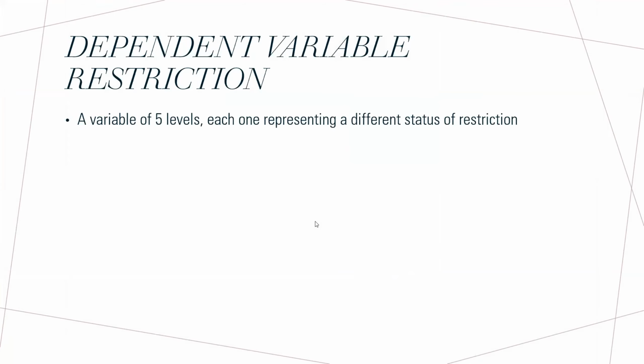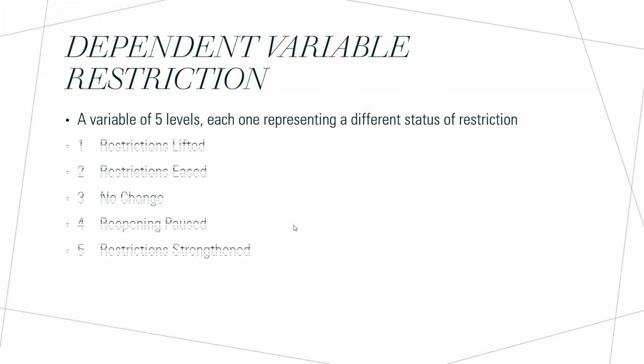Next up, we have the dependent variable. That's the restriction level. This was actually pretty tricky to decide what to do. But in the end, I decided to base it on the status of restriction. So it's a classification variable of 5 levels. Level 1 is restrictions are completely lifted, so there are no restrictions whatsoever. Level 2 is restrictions are eased off.